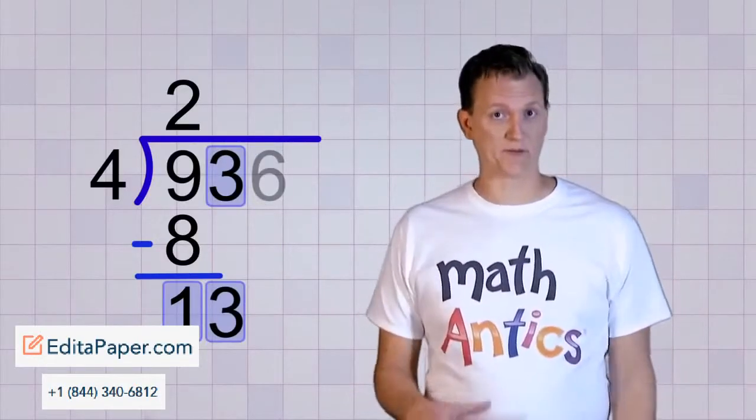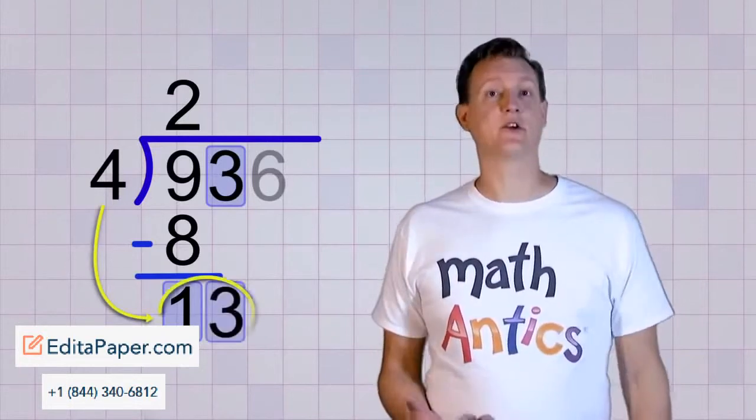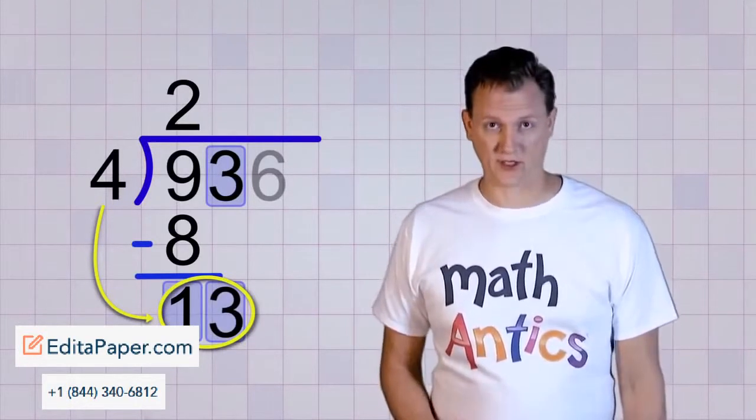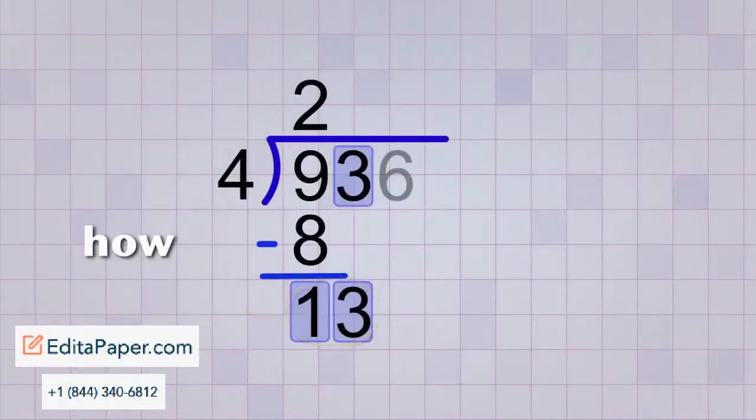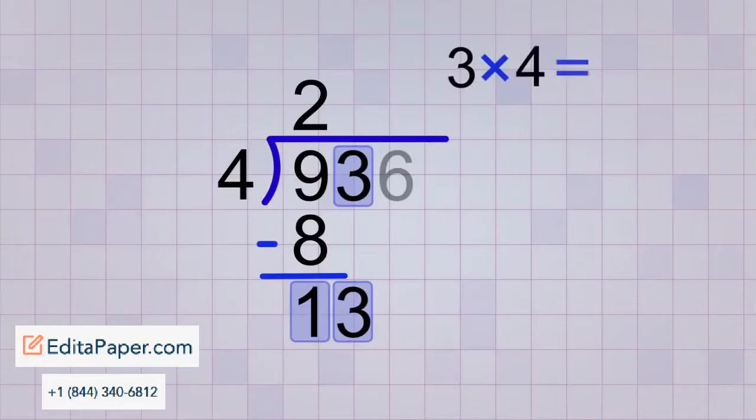And that's good because before, the remainder was so small that 4 couldn't divide into it. But now it's 13 and 4 will divide into 13. So we ask, how many 4s will it take to make 13? Well, 3 4s would be 12, and that's really close without being too big. So let's put 3 in our answer line.